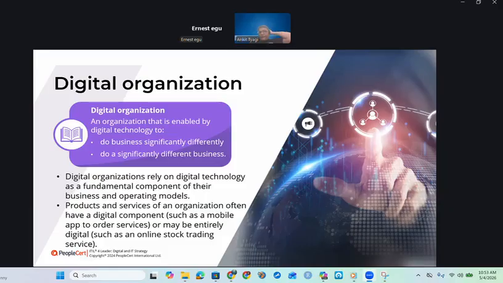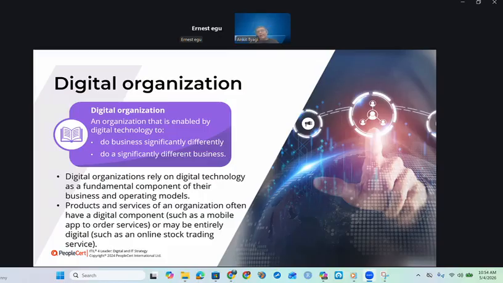A digital organization is an organization that is enabled by digital technology to do business significantly differently or to do a significantly different business. Now, how do we understand these terms? Consider an example. Let's say there are two banks. One is an analog bank, another one is a digital bank. For the analog bank, you have to go to the branch for doing any type of transaction. You always have to be physically available in the branch to transfer money, to withdraw money, to deposit money, to do anything.